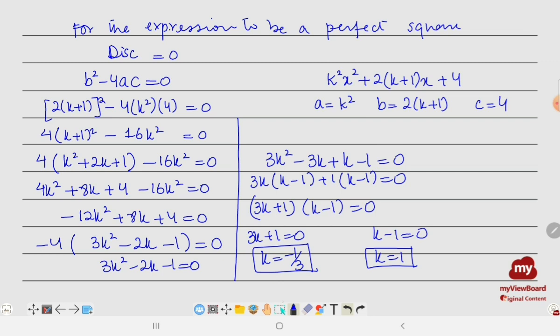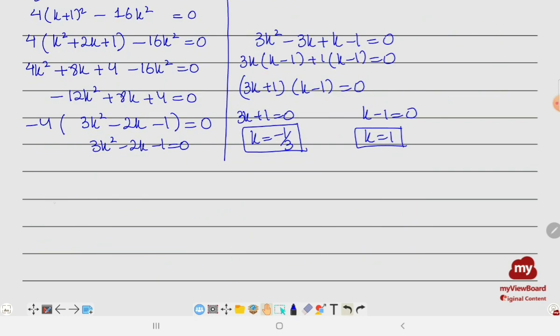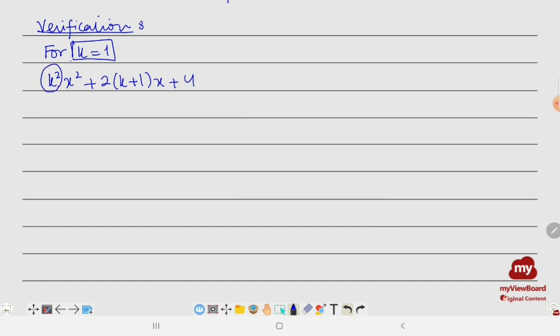We can also verify that for these two values our given expression becomes a perfect square or not. Let's verify these values, just to check whether the given expression becomes a perfect square or not. For the value of k equal to 1, the given expression was k square x square plus 2 into (k plus 1) into x plus 4. So instead of k, if we write 1 here, then 1 square means 1, and we again get x square plus 2 into (1 plus 1), that is 2, 2 times 2 becomes 4x, plus 4.